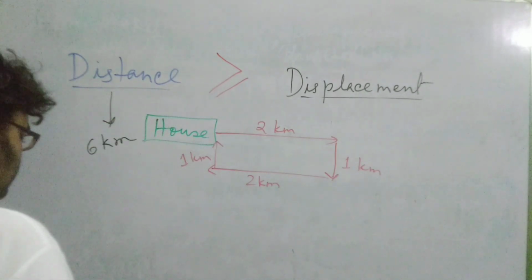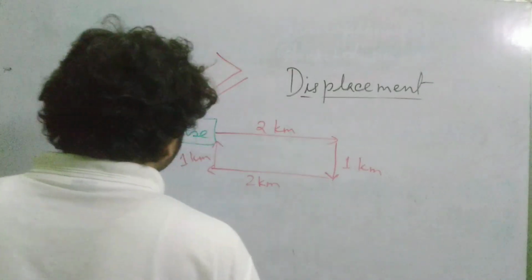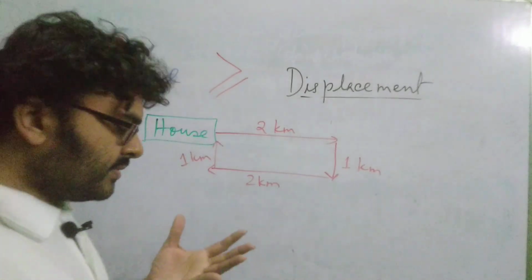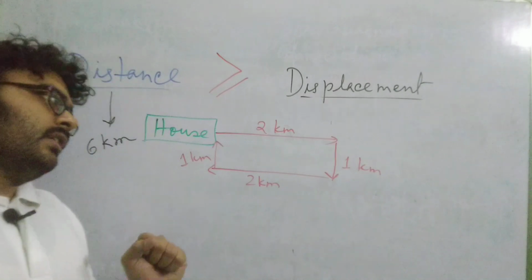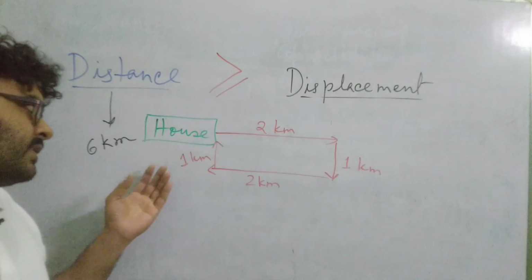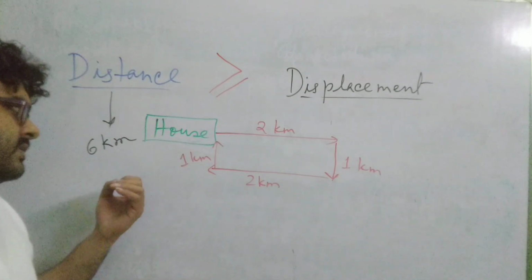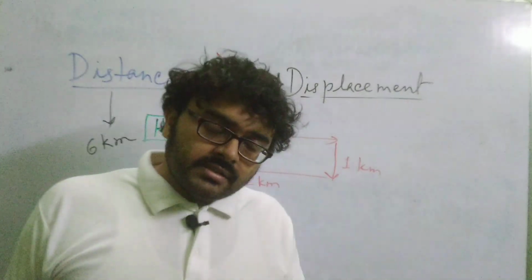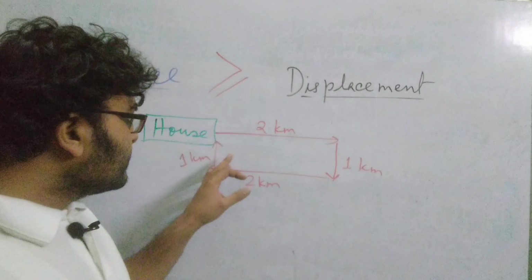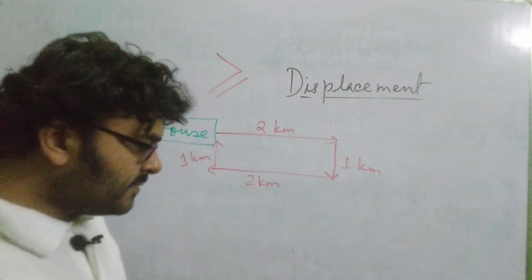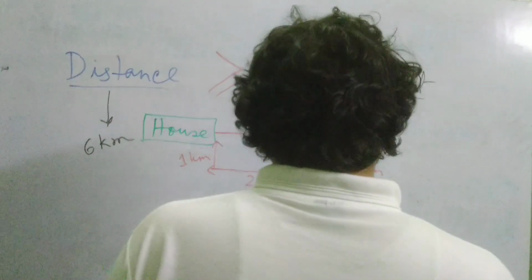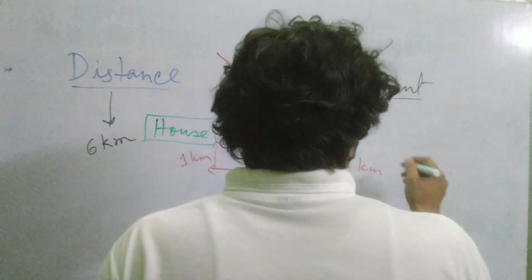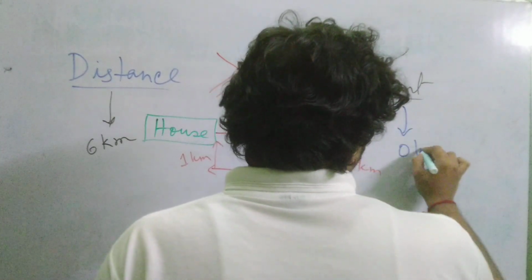But can you think, what is the starting point and what is your end point? House. So you have started from the house, and you have come back to the house. Now if I ask what is the shortest path between the starting point and the end point, your starting point and end point are both the same, isn't it? Then definitely the displacement in this case will be 0.